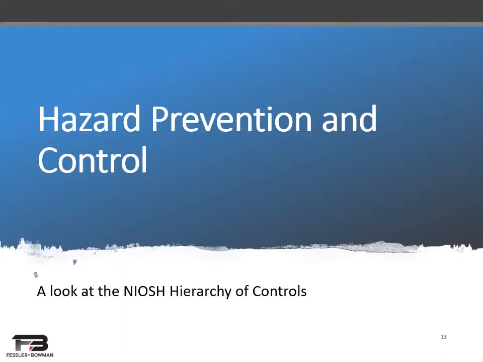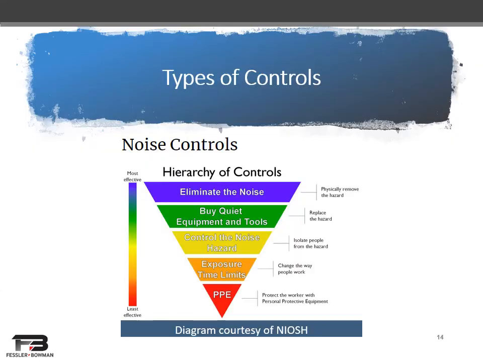Hazard prevention and control, a look at the NIOSH hierarchy of controls. Types of controls. In this diagram, eliminating the noise is the best way to handle the exposure, but in many construction operations we are unable to eliminate the noise exposure. So we have to work our way down the hierarchy of controls to explore other options.